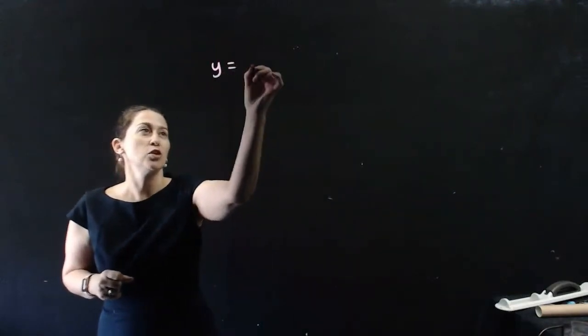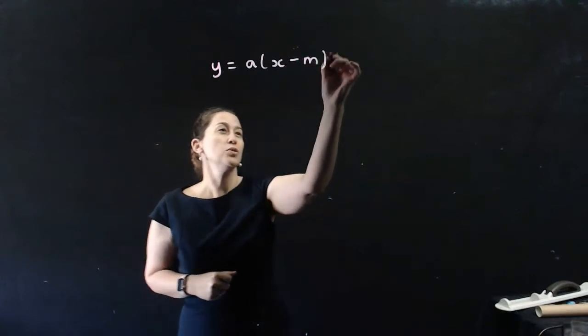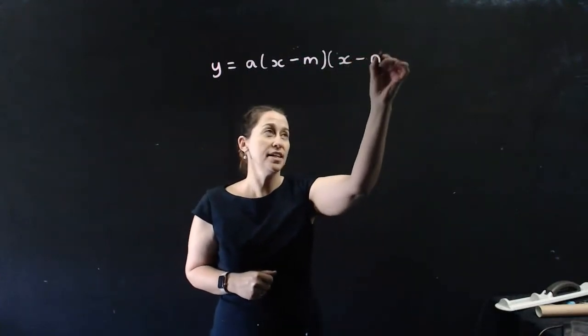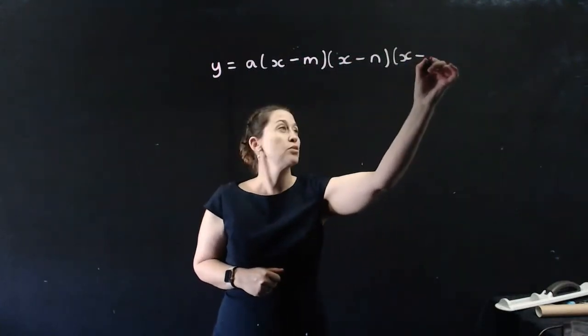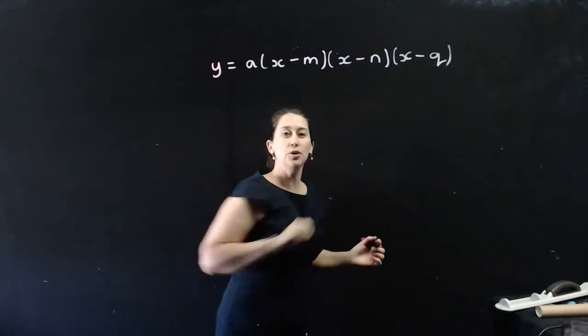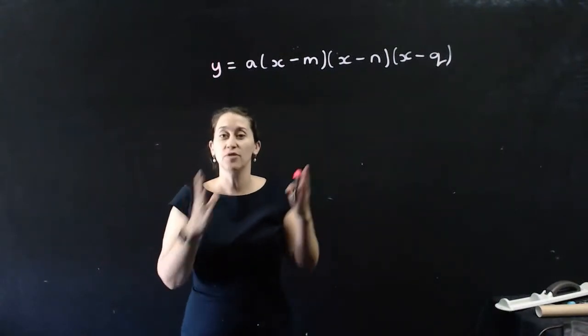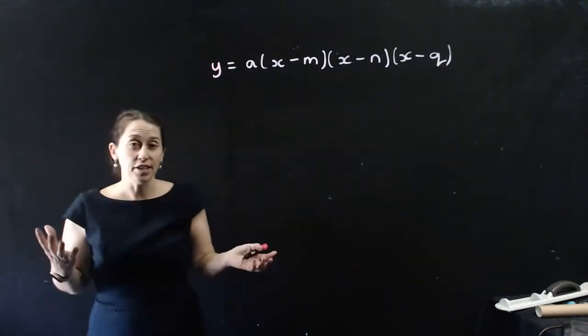Today I'm going to show you how to sketch cubic graphs that are in root form or factor form. So I'm going to show you the general equation for our root form. You'll know from quadratics, I'm going to use Q, could use any letter there. Remember M, N and Q are our roots, or our solutions once we've solved them. A is our dilation factor.